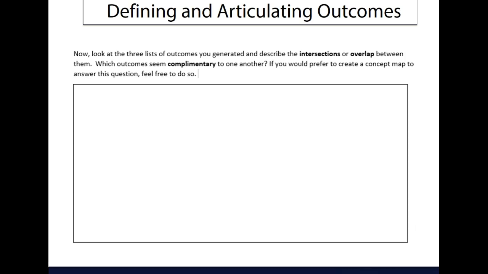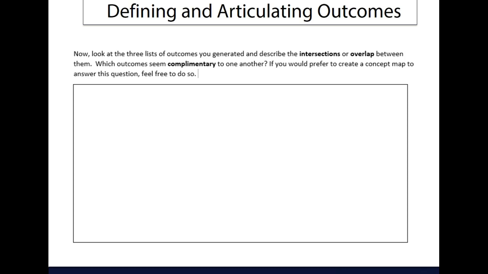How do the outcomes that you've articulated complement one another? Where are the overlaps? Where's the synergy between them? Maybe you want to write about it. Maybe you want to create a concept map. Maybe you want to do some Venn diagrams. This is something that's going to take more than 2 minutes. So you don't have time to do it now, but after you finish this webinar, think about it and actually take the time to do this.